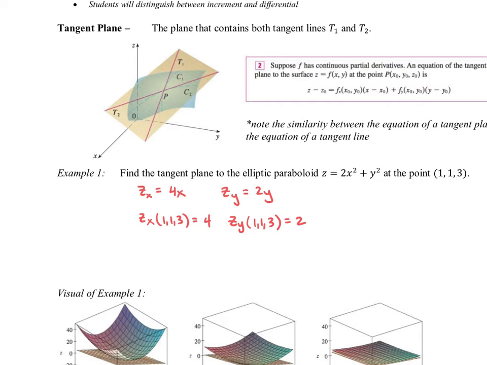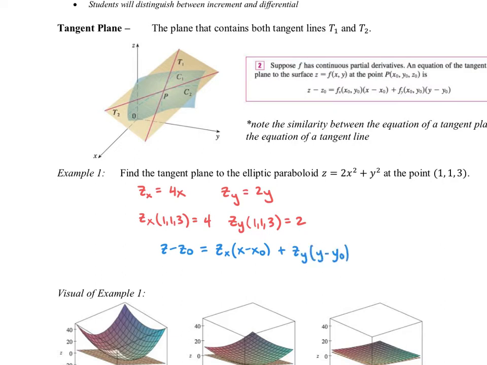So our formula, let's see, this is our first one, so I'll slow down here. So we have z minus z sub 0, which is equal to the partial of z with respect to x times x minus x sub naught, plus the partial of z with respect to y times y minus y sub naught.